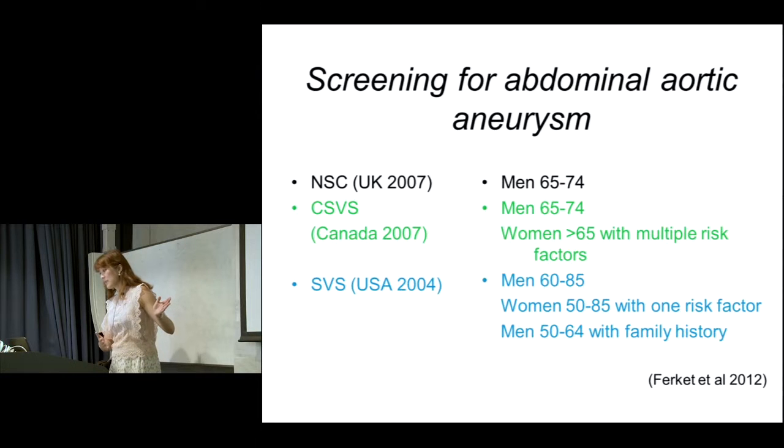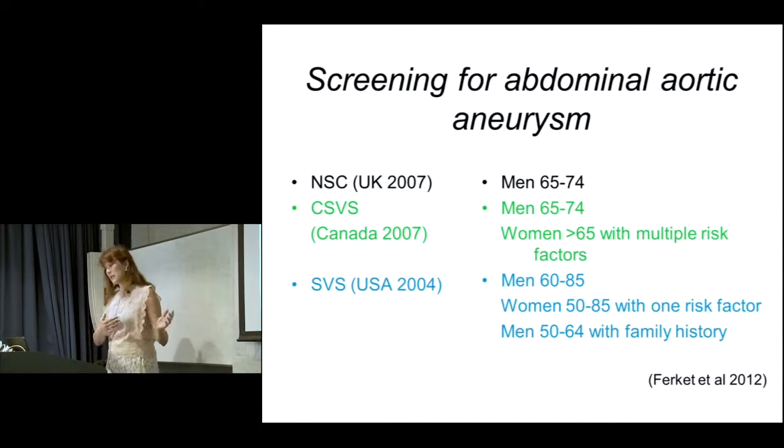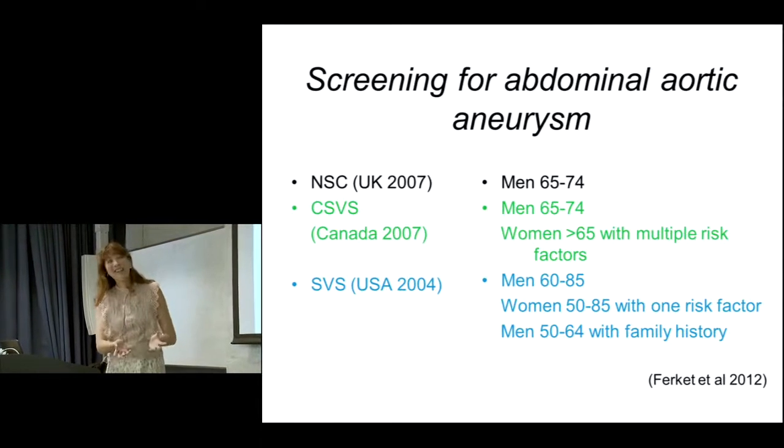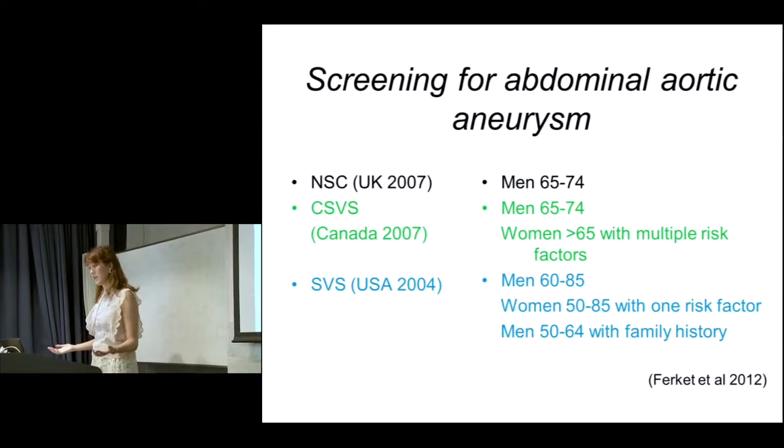Same evidence base, but for the UK, they decided to only screen men between the ages of 65 and 74. And for Canada, they also decided to screen women above the age of 65. But in the UK, we don't screen women at all. And in the US, not only do they screen men from 60 all the way to 85, they screen women as well. So they've decided on quite different things, on who to screen and who not to screen, based on the same literature evidence base.